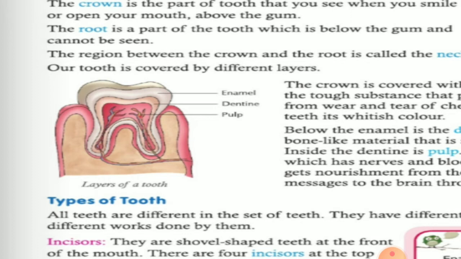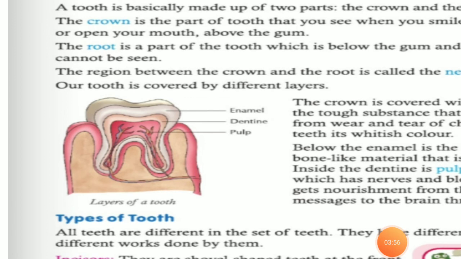It protects our teeth from any kind of hard food or anything else, from the wear and tear of chewing. The layer next to the enamel is called the dentine. Dentine is not too hard and not too soft, but it is softer than enamel. The color of dentine is yellowish.